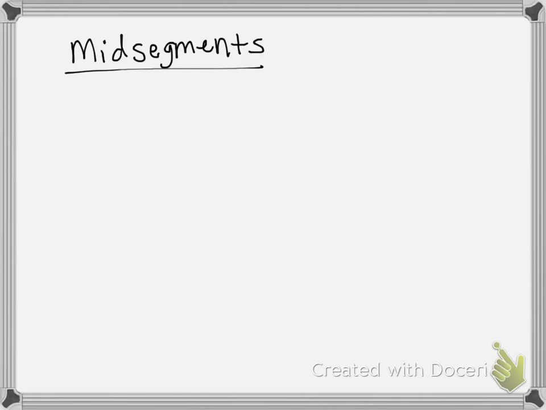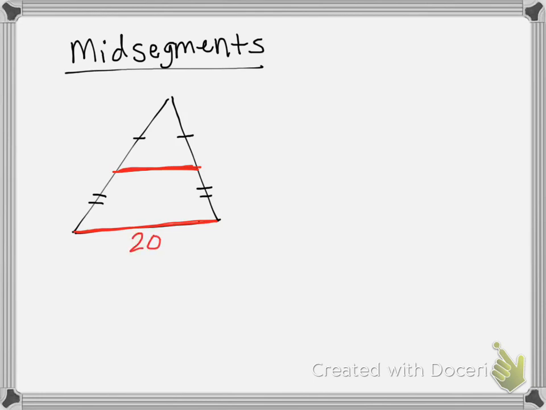Now for mid-segments in a triangle, last thing. We know that the mid-segment is formed by connecting the midpoints of two sides in the triangle. And so this mid-segment right here in the middle is half of the side that it is parallel to. So for example, if this side is 20, the long side, then this short side is 10.